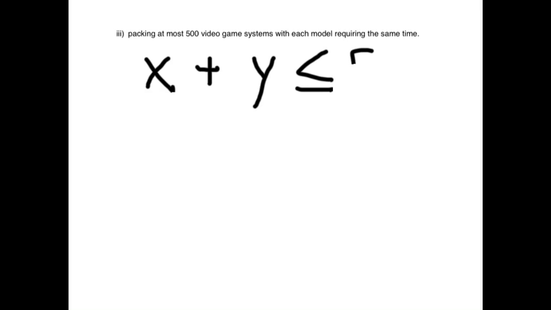Here, we're still going to have the number of CP1s and the number of CP2s, but here we just add them together because this problem, instead of talking about time, is talking about the actual numbers of video games. So here, they can pack and ship at most, that's less than or equal to, 500 video games in a day. So even if they have extra hours for assembly or extra hours for testing, they can only do a maximum of 500 per day.